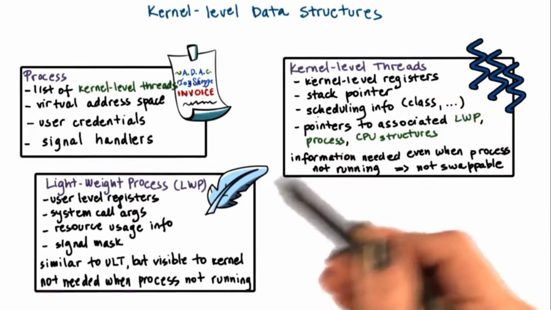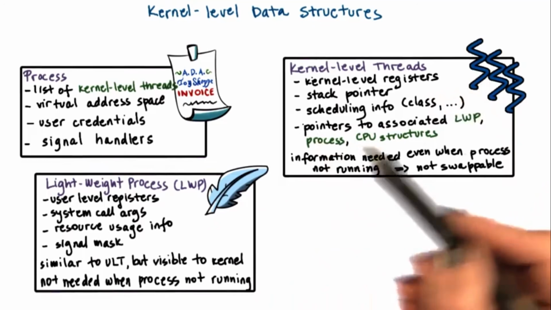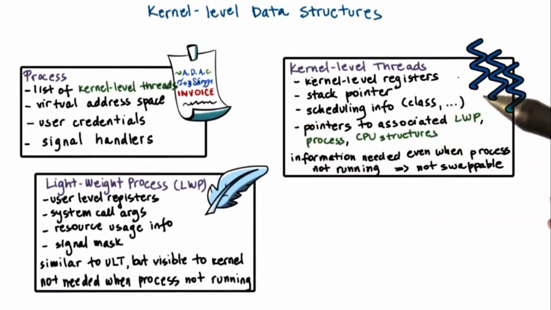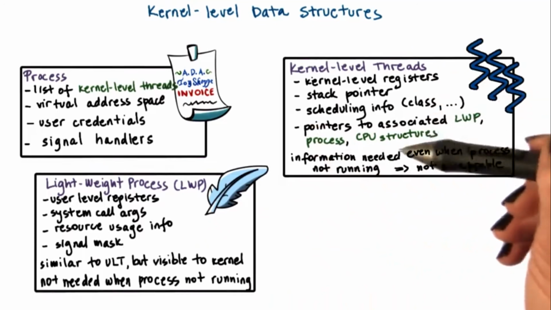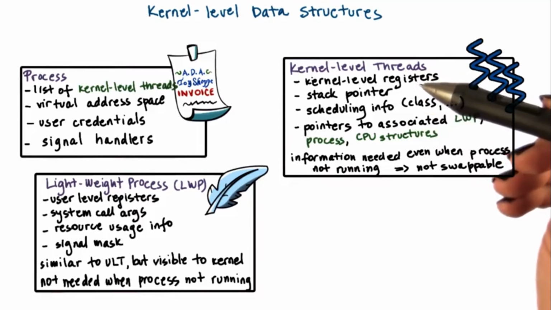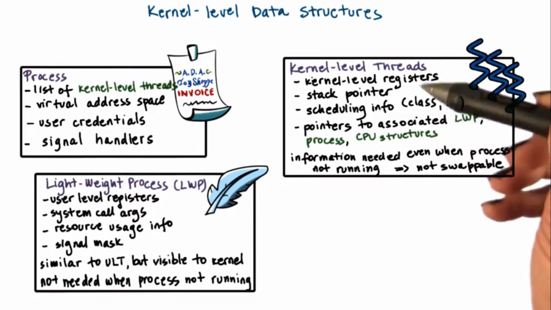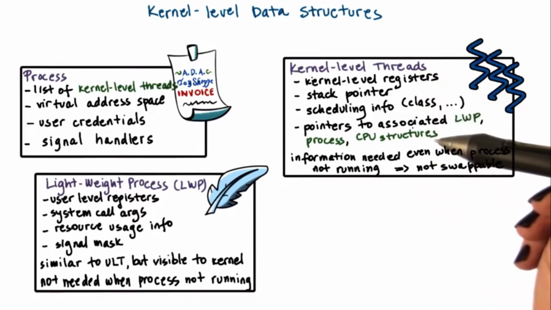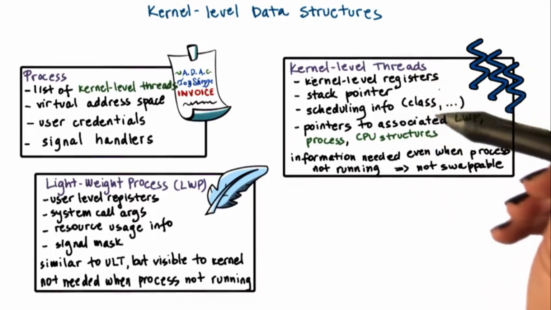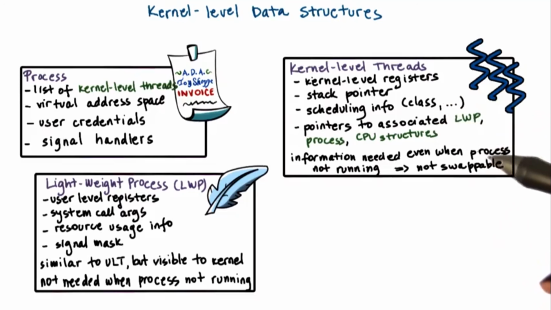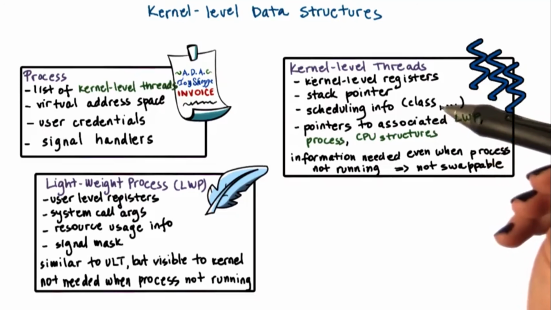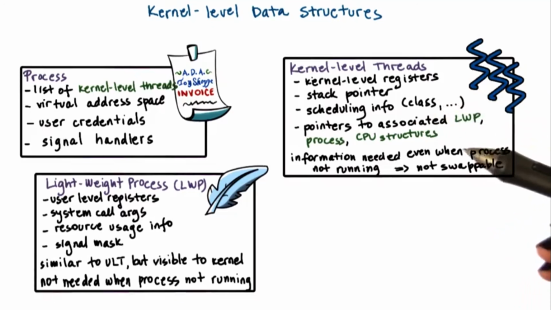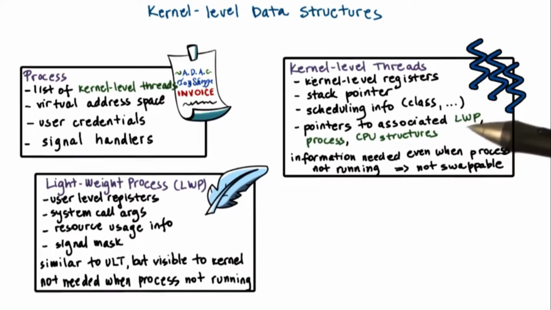One thing to note about these two data structures is that the kernel-level thread structure has information about a kernel-level thread, about an execution context that is always needed. There are operating system-level services that need to access some information even when a thread is not active, like, for instance, scheduling information if they need to decide whether they need to activate that thread.